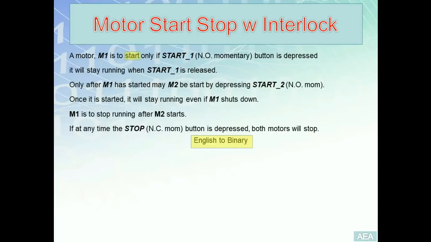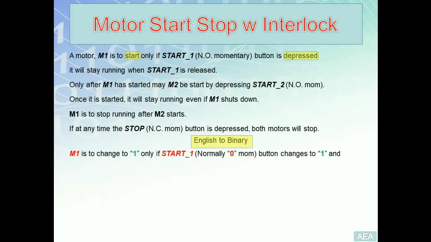Let's get started. A motor M1 is to start only if start 1 is pressed. This translates to M1 is to change to 1 only after start 1, which is 0, changes to 1. M1 is to stay running when start 1 is released. This translates to M1 has to stay 1 when start 1 goes back to 0, and this is achieved by latching.